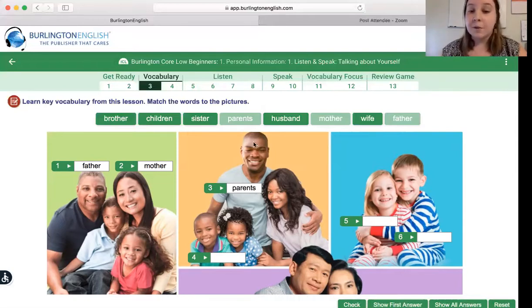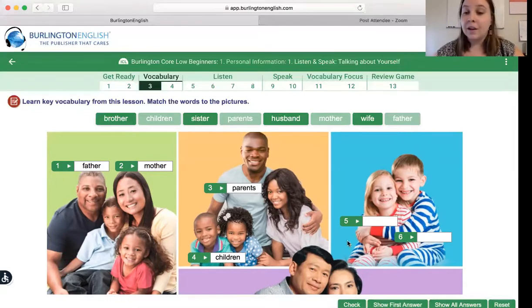Good. So these are the parents, and then who are they? Who are these two? They are the children, children. So they are the children. You have parents and you have children.